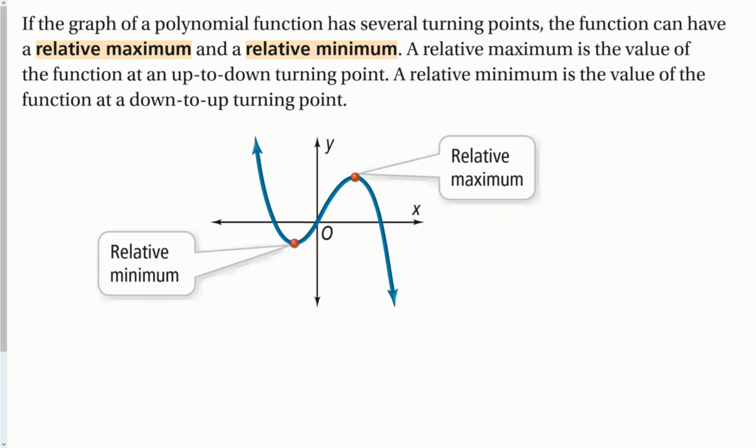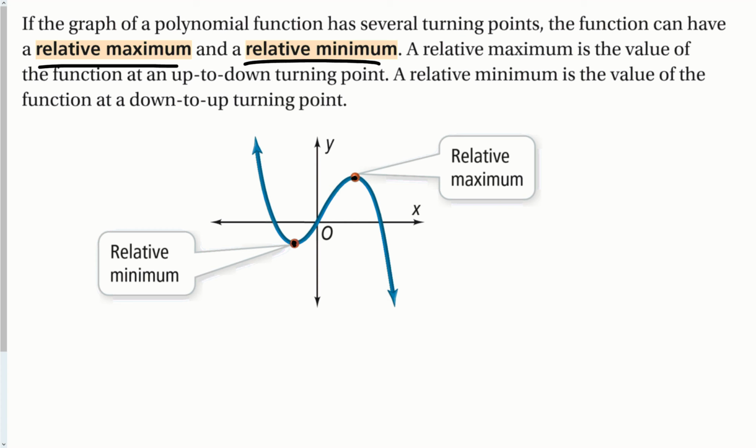So if the graph of a polynomial function has several turning points, the function can have a relative maximum or a relative minimum. The minimum is the point where the graph changes from going down to going up, and the maximum is the place where it's going up and now it starts going down. And we say relative min or max because this is not the minimum of the function. This function goes down to -infinity. This is not the maximum. It goes up to +infinity. So we're just saying that these are the places where they change direction.